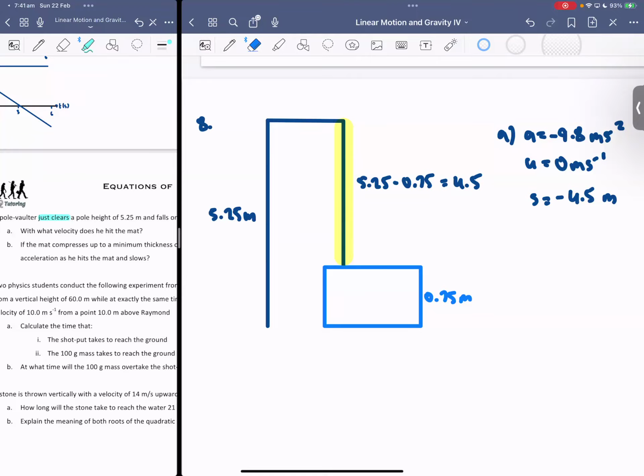Now, if you're very, very good, you can actually make down positive. But then you've got to change everything to that, and I think it's just a bit hard. So my acceleration is still negative 9.8 because gravity is still pointing down.